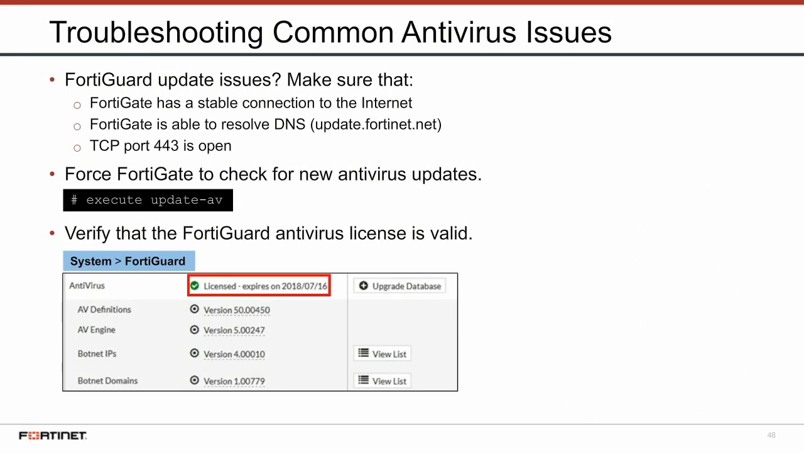If you are having issues with the antivirus license or FortiGuard updates, start troubleshooting with basic connectivity tests. Most of the time, issues related to updates are caused by connectivity problems with FortiGuard servers. Make sure that FortiGate has a stable internet connection and can resolve DNS, update.fortinet.com. If there is another firewall between the FortiGate and the internet, make sure TCP port 443 is open and traffic is allowed from and to the FortiGate device. Force FortiGate to check for new virus updates using the CLI command execute update-AV. Verify that the FortiGate device is registered and has a valid antivirus service contract.